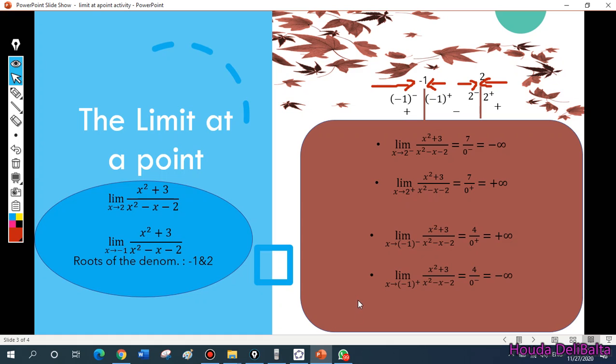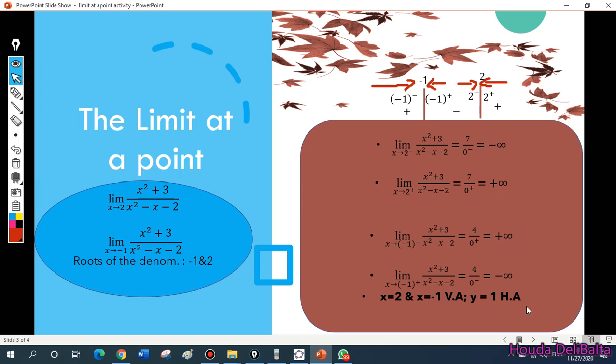And similarly, if we are studying the limit as x tends to minus 1 plus, we mean this region, and we put 4. Minus 1 squared plus 3 is 4, over 0 minus, and the answer is minus infinity. Now we say that there are two vertical asymptotes for this function. One of them is x equals 2 and the other is x equals minus 1. These are two vertical asymptotes because the limit at these values is infinity.